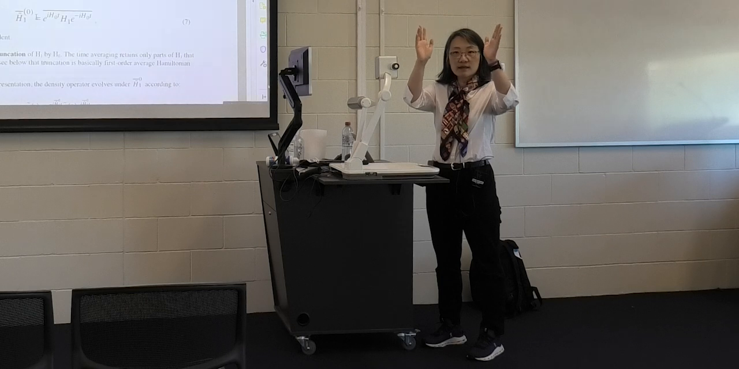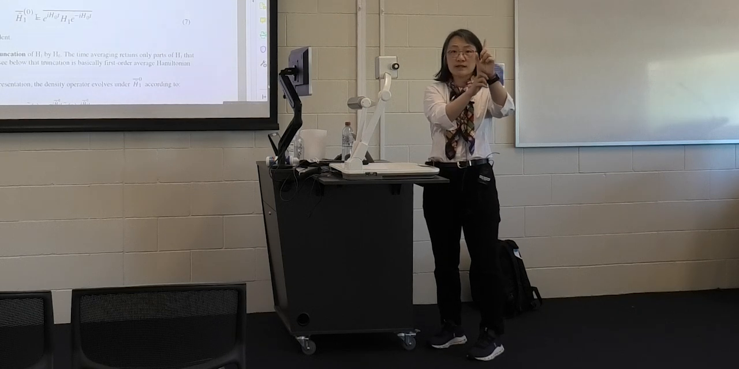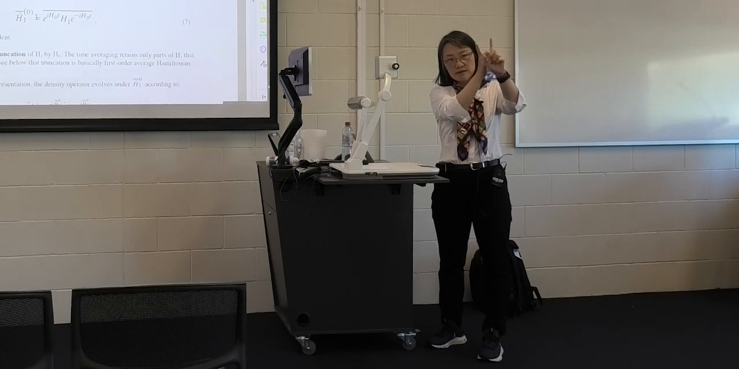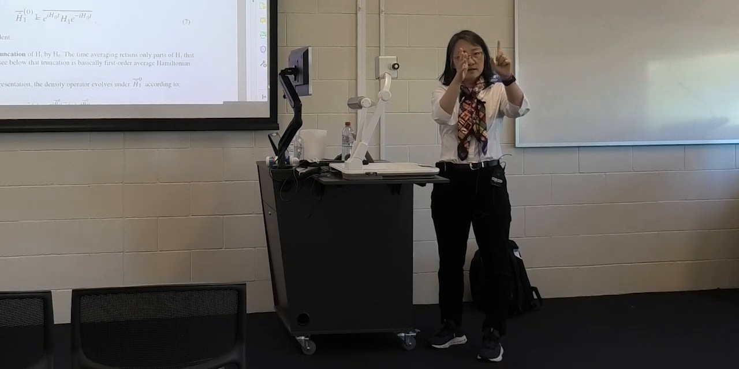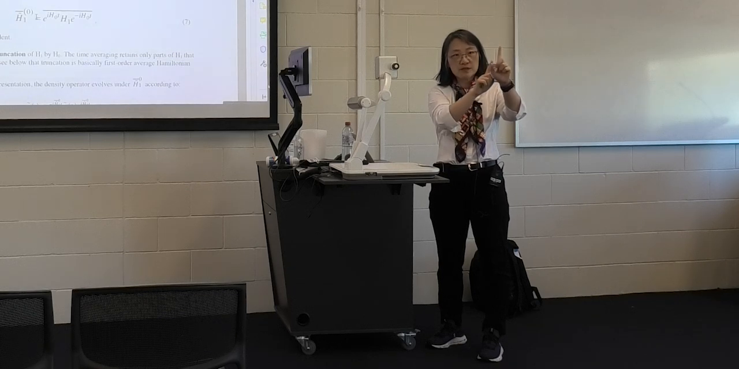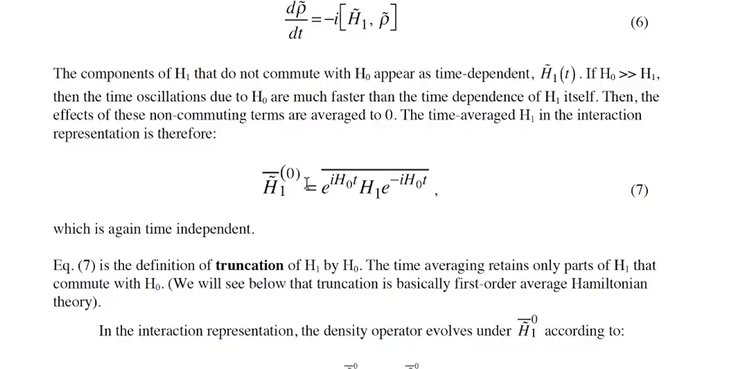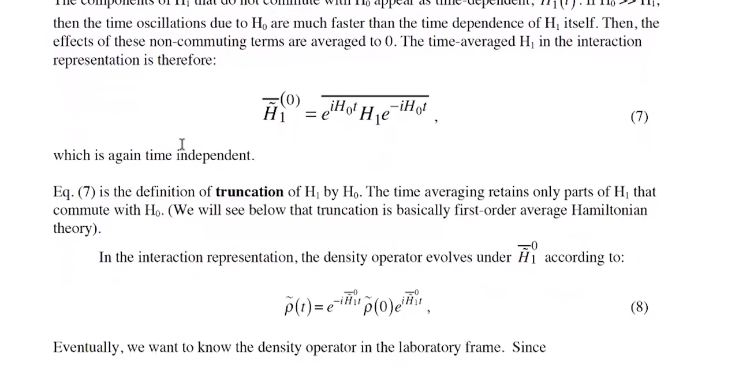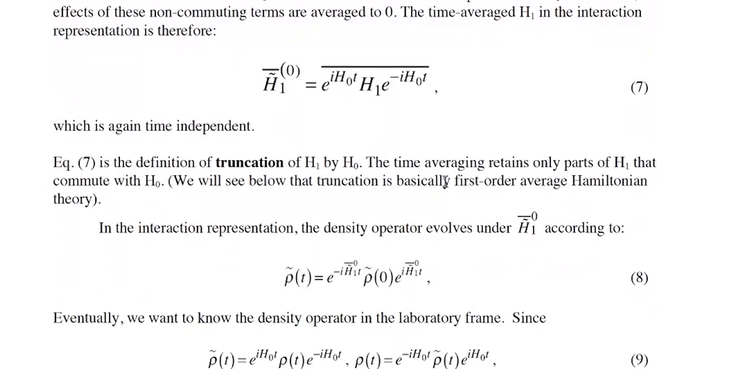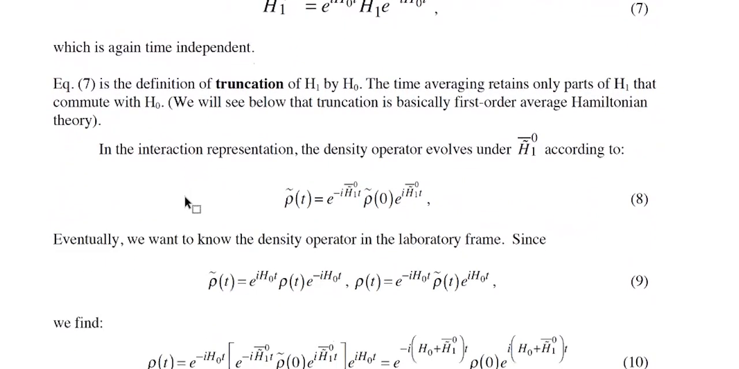Remember, this is the picture I had in the first lecture where I have a big B0 field pointing this way, and then I have small interactions, this and that. And I said, truncate the terms of the local field that don't commute with B0, and only the components that are parallel to B0 will stay. This is basically that idea, but more mathematically spelled out. So you see this is equation 7. It is the definition of truncation of H1 by H0, and the time averaging retains only parts of H1 that commute with H0. Okay.